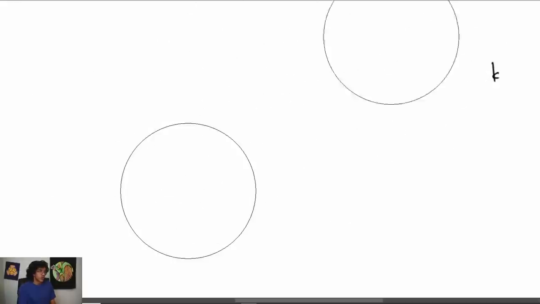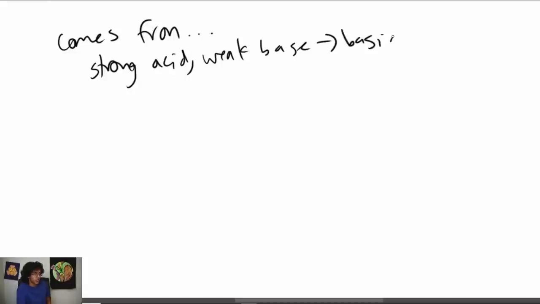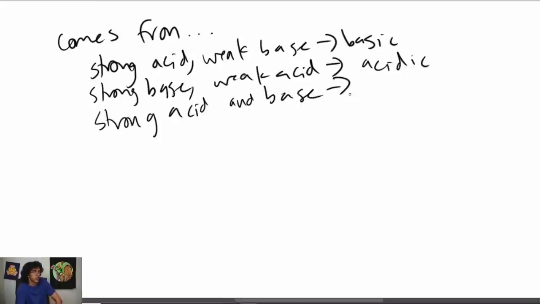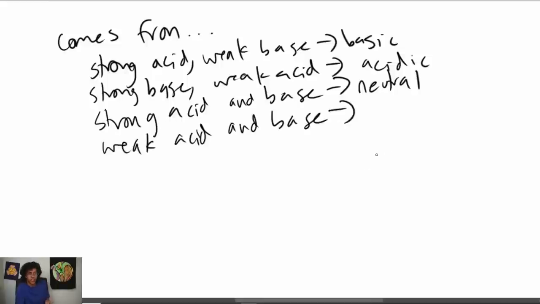So, let me just break it down for you guys. Comes from, and then, dot, dot, dot, strong acid. It's actually basic, right? Because we're taking the conjugate. If it comes from a strong base, weak acid, it's actually acidic. If it comes from strong acid and strong base, then it's neutral because both of them are going to be really, really weak. And if it comes from a weak acid and weak base, then you don't have enough information to tell necessarily, but if they ask you for it, just say neutral, but technically you don't have enough information. Okay, so just remember this. This is all you got to know for salts, okay?